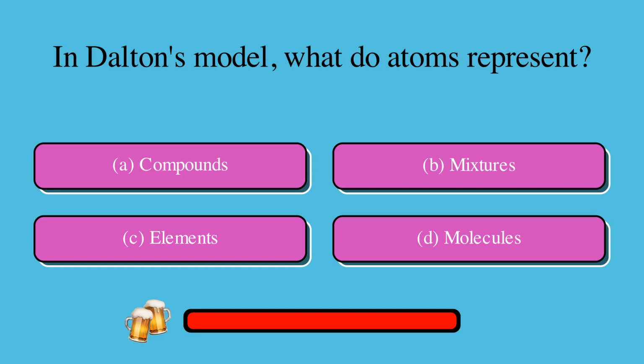In Dalton's model, what do atoms represent? Is it A, compounds, B, mixtures, C, elements, or D, molecules? The correct answer is C, elements.